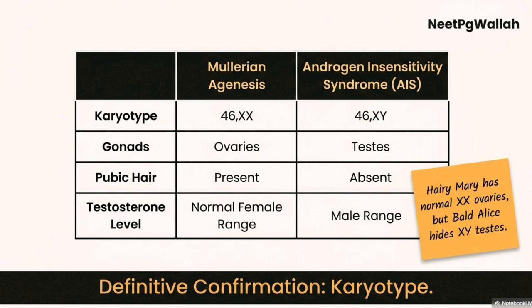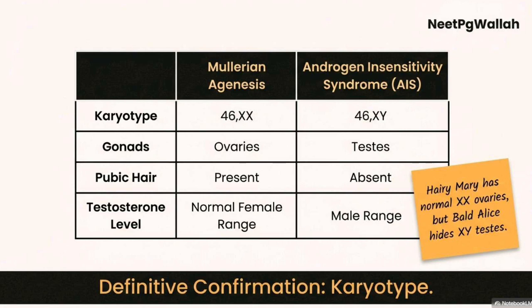And this brings us to arguably the best, stickiest memory trick you will ever use for this topic. Hairy Mary has normal XX ovaries, but bald Alice hides XY testes. Let me break that down. The patient with Mullerian agenesis, or Hairy Mary, has completely normal androgen receptors, so she grows normal pubic hair. But the patient with AIS, bald Alice, lacks functional androgen receptors, so even though she has male-level testosterone, her body literally cannot respond to it. The result? Absolutely no pubic hair. Just remember, bald Alice, and I promise you'll never miss this diagnosis.